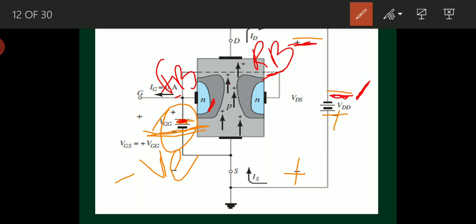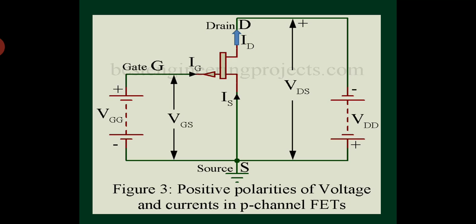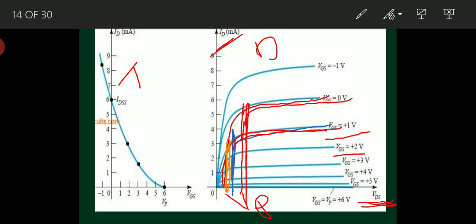So if I want the pinch off condition here, I have to increase VDS much more. So what will happen? The graph shifts upwards like this. This is the graph for VGS equal to minus 1 volt. So this is about drain characteristics.